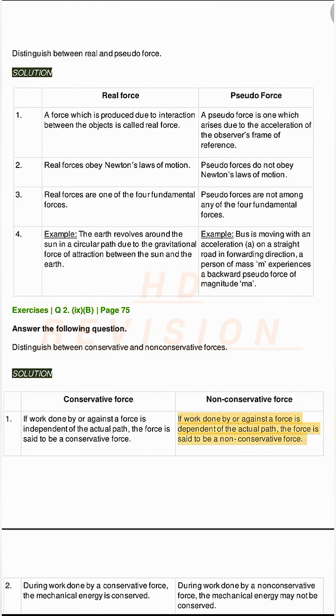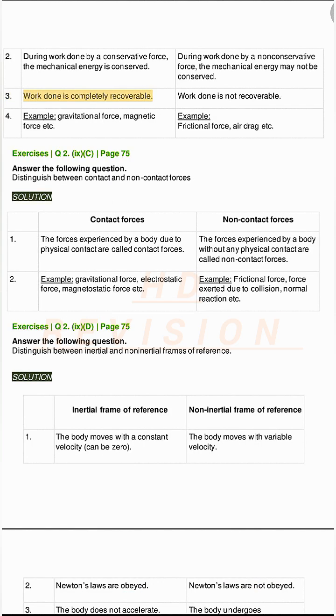2. During work done by a conservative force, the mechanical energy is conserved. During work done by a non-conservative force, the mechanical energy may not be conserved. 3. Work done is completely recoverable. Work done is not recoverable. 4. Example. Gravitational force, magnetic force, etc. Example. Frictional force, air drag, etc.